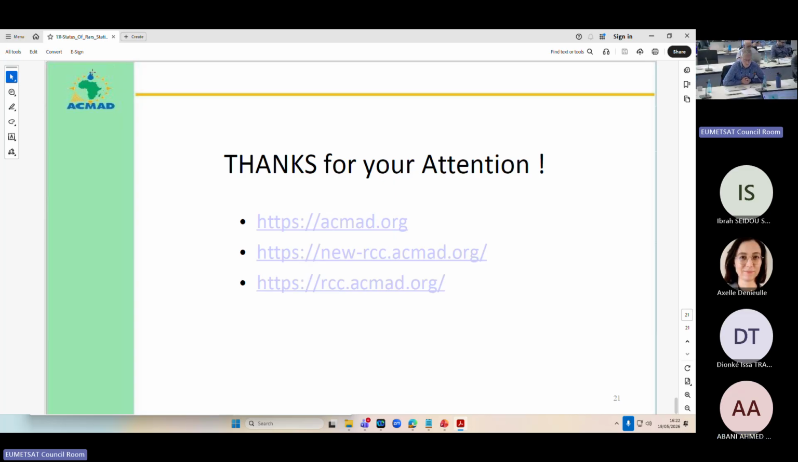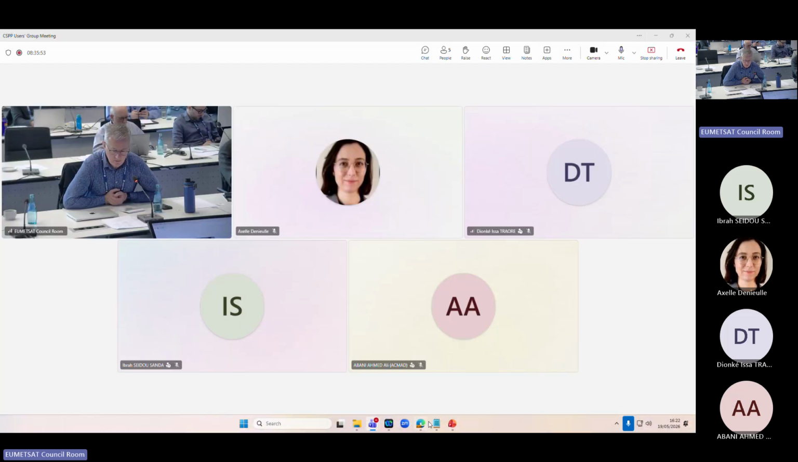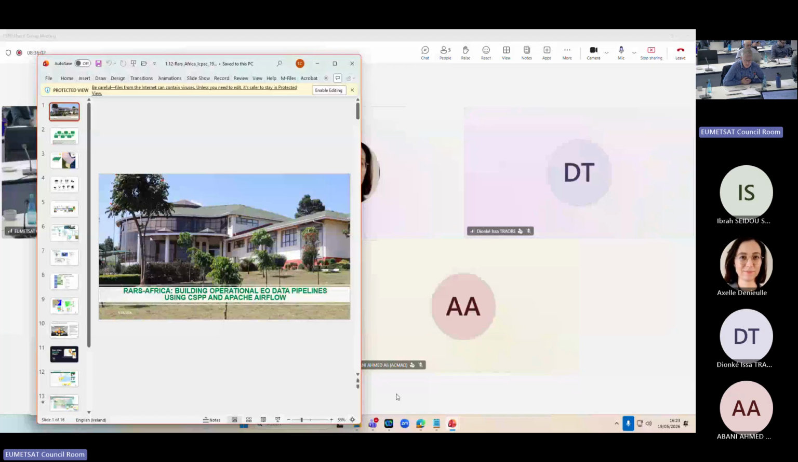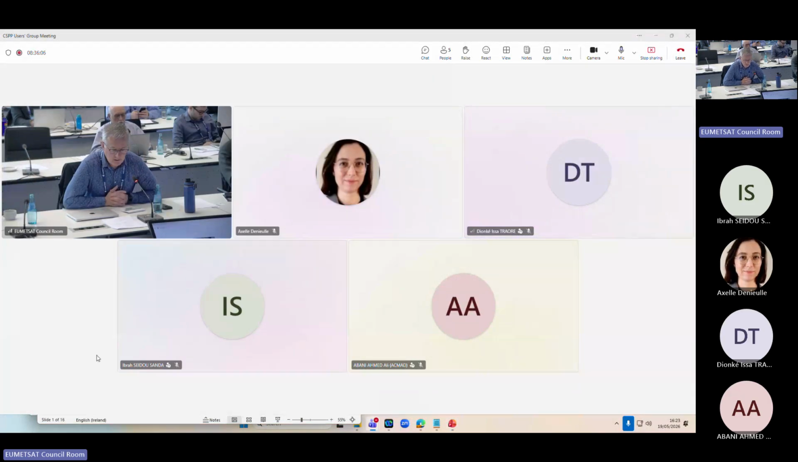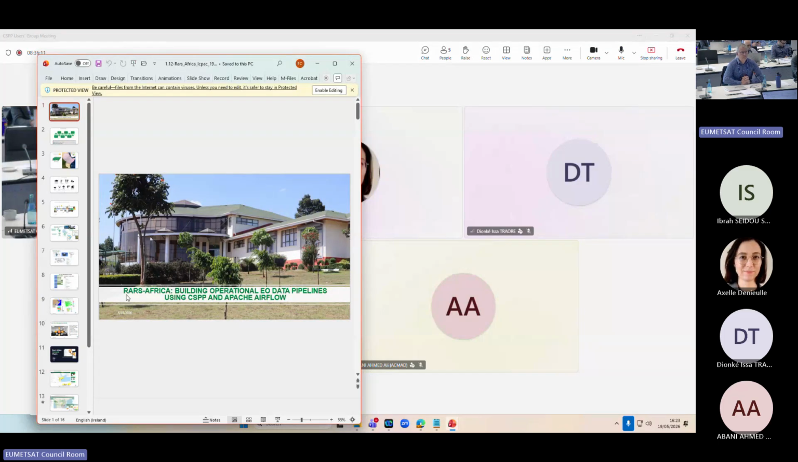Okay. Let's move on to the next presentation, which will be from Allan Oware from IGAD Climate Prediction and Application Center in Kenya. It will be on RAS Africa, building operational EO data pipelines using CSPP and Apache Airflow.